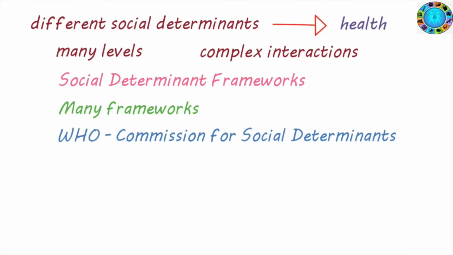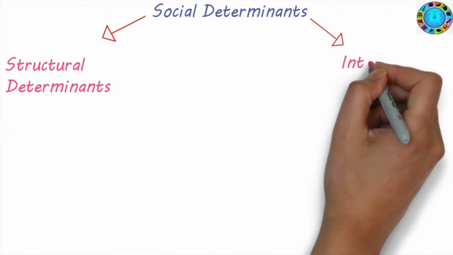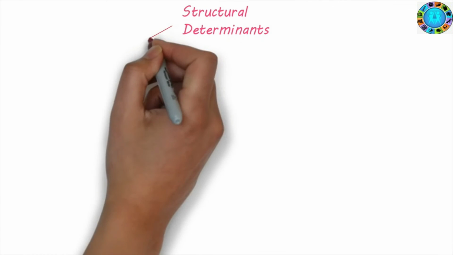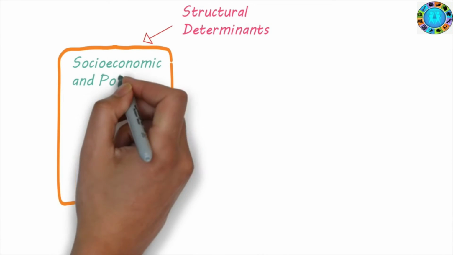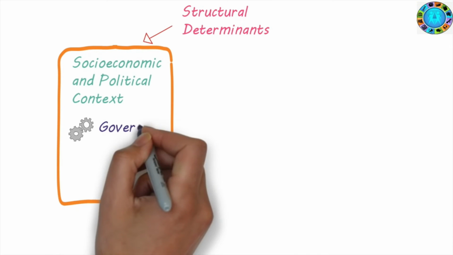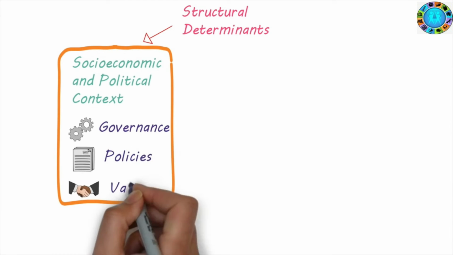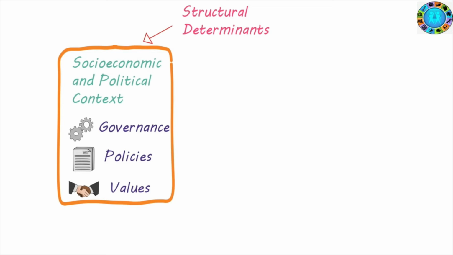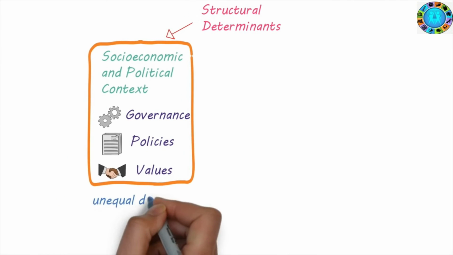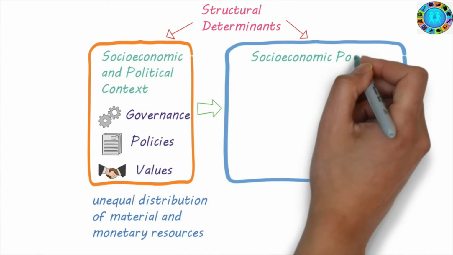According to this framework, there are two broad types of health determinants that influence health and can lead to health inequities. These are structural determinants and intermediary determinants. Structural determinants refer to the socioeconomic and political context in which a person is born into and lives in. These include governance, how society organizes itself to make and implement decisions, economic, social, and public policies, and also the social and cultural values that communities place on health. These factors can determine and lead to the unequal distribution of material and monetary resources, which shapes a person's socioeconomic position.